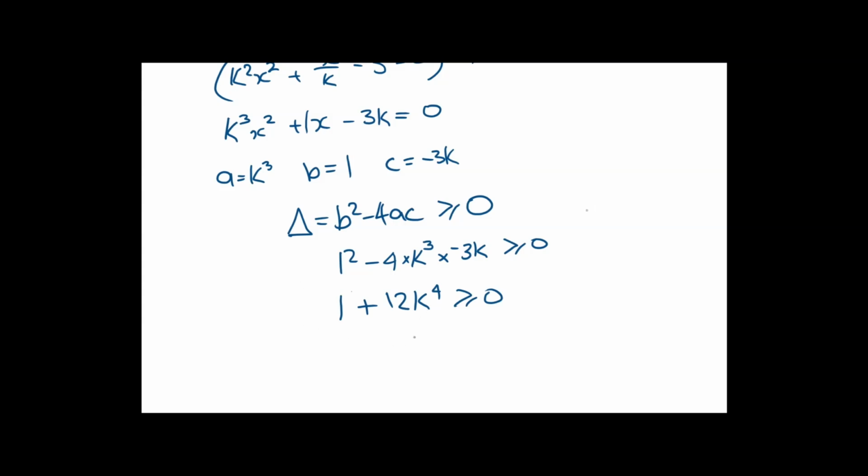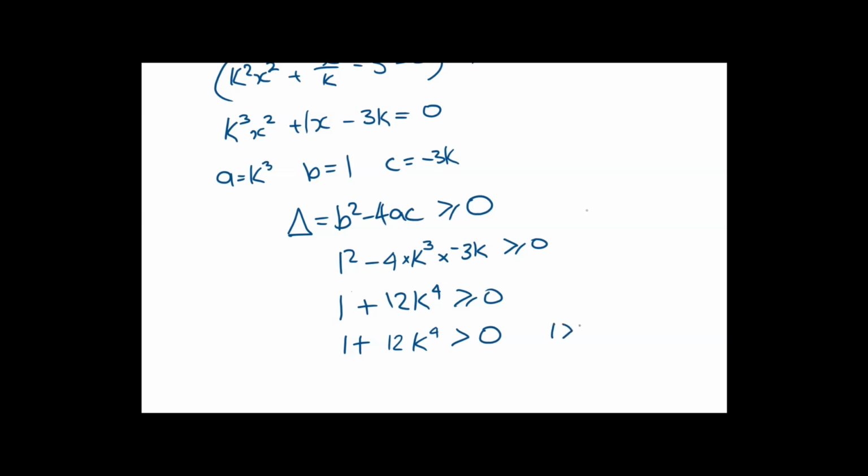So if k is any real number, k to the power of 4 is also going to be a real number. And 12 is a real number greater than 0. And k is not equal to 0. K to the power of 4 is a real number greater than 0. So a real number greater than 0 times a real number greater than 0 plus a real number greater than 0 must be greater than 0.